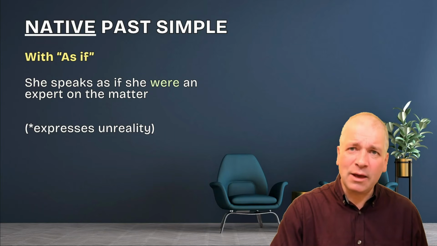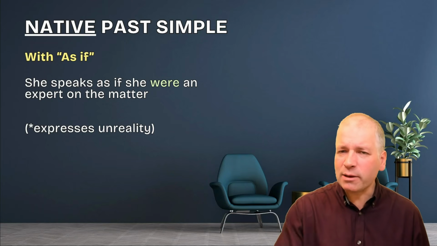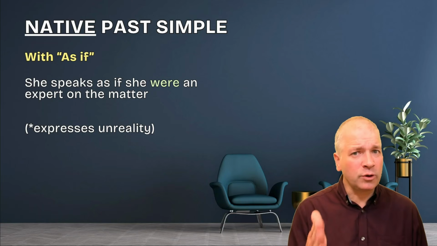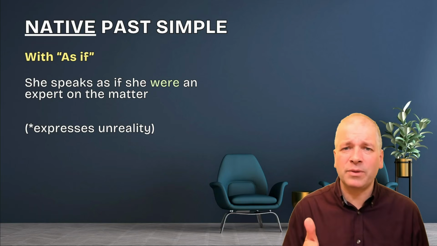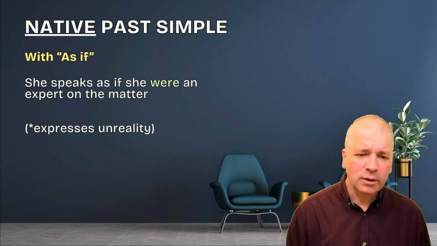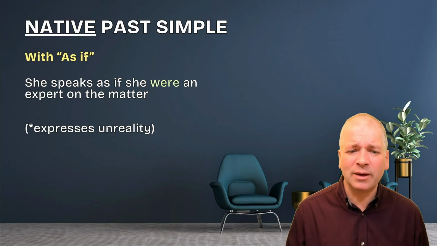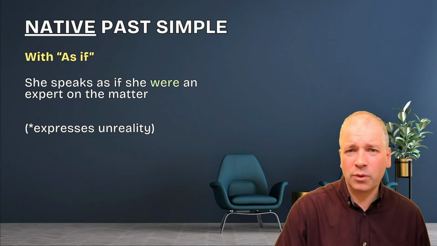With as if, she speaks as if she were an expert on the matter. So as if adds unreality to what you say. And we also do this time shifting, where we shift the tense backwards, to show that something is not real. So it's not real that she's an expert on the matter, but the way she's speaking like she thinks this is true, although it's not.